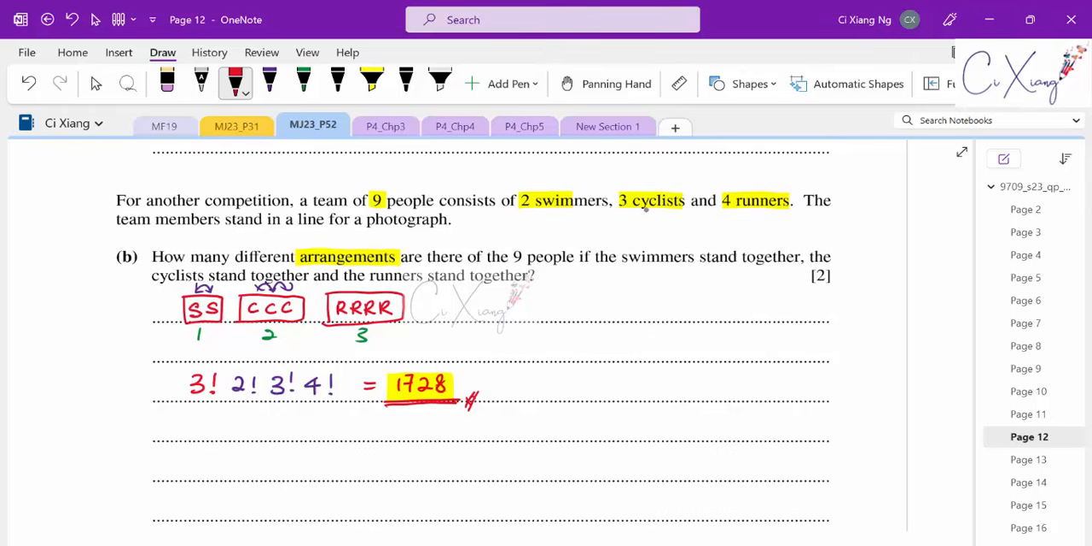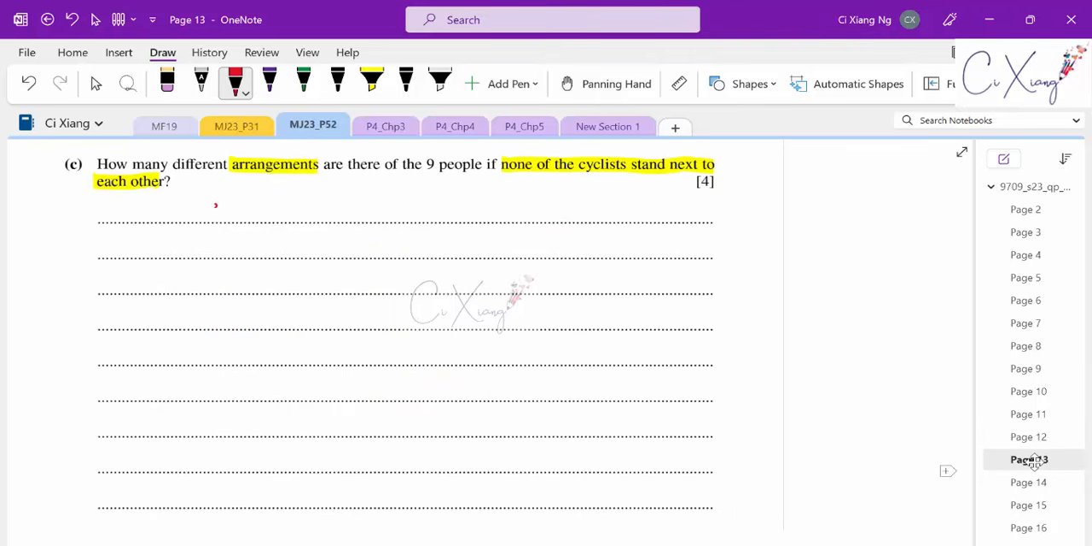So when we answer this kind of question, what I will do is arrange the cyclists last. That means I arrange the 6 persons first, the 2 swimmers and the 4 runners. So I have 2 swimmers and then 4 runners, 1, 2, 3, 4. I arrange them first, and only after that do I place the cyclists inside. Now let's look at these 6 persons. If I want to arrange 6 persons, it will be 6 factorial.